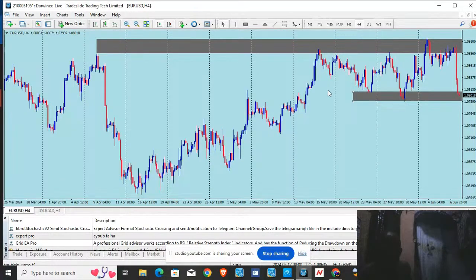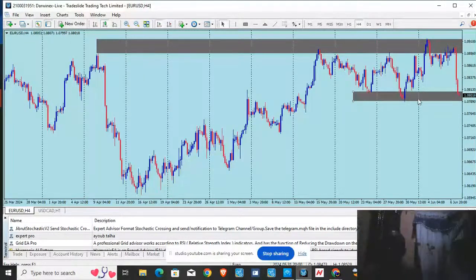Then it has not been able to break here convincingly. So until the market breaks this area, we are not going to do anything here. What we are going to do is watch this area. If it breaks it convincingly, we wait for a retest. If it can come back here, we look for an opportunity to sell.